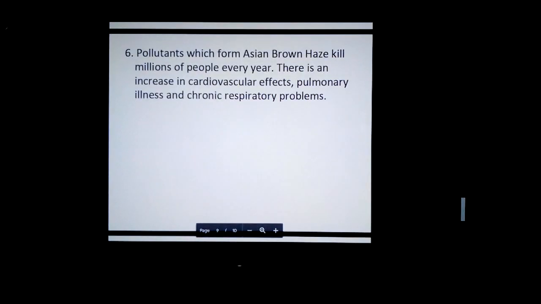Pollutants which form Asian brown haze kill millions of people every year. There is an increase in cardiovascular effects, pulmonary illness, and chronic respiratory problems. Cardiovascular effects means heart problems. Pulmonary illness means lung problems. And chronic respiratory problems means asthma, bronchitis, like that.